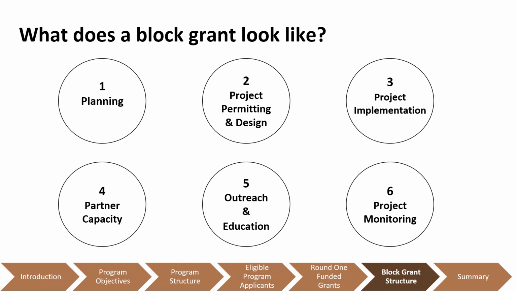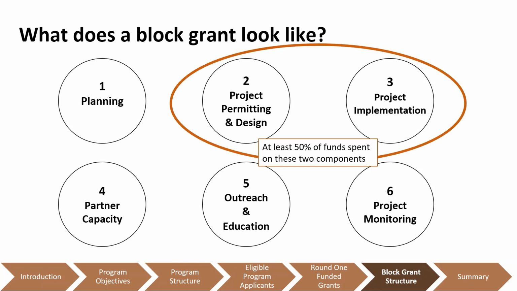Funding is distributed across six main categories of eligible costs: planning of land repurposing plans, project and permitting design, project implementation, building partner capacity, outreach and education, and project monitoring. And at least 50% of the grant funds need to be spent on project permitting and design and project implementation.